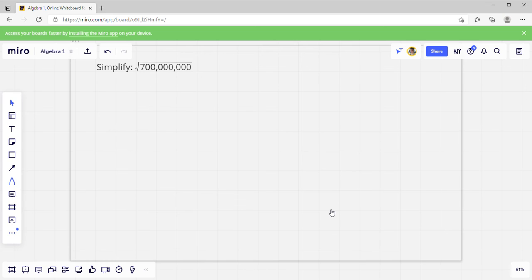All right, so this one, first thing we do is count our zeros, and we need an even number. 1, 2, 3, 4, 5, 6, 7, 8. We have an even number, so we're going to say the square root of 7 times the square root of 1 with 8 zeros.